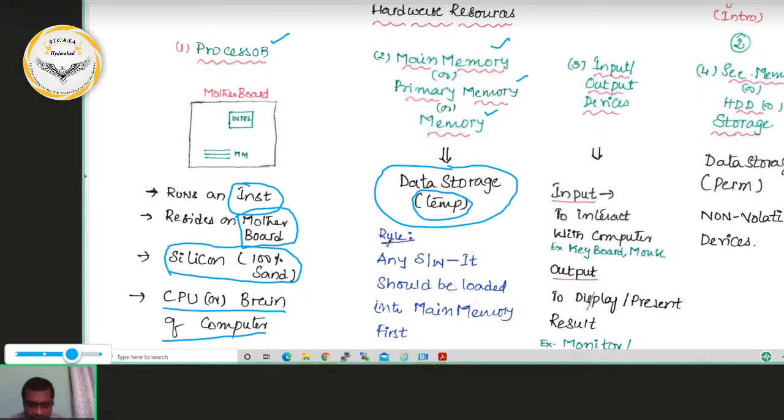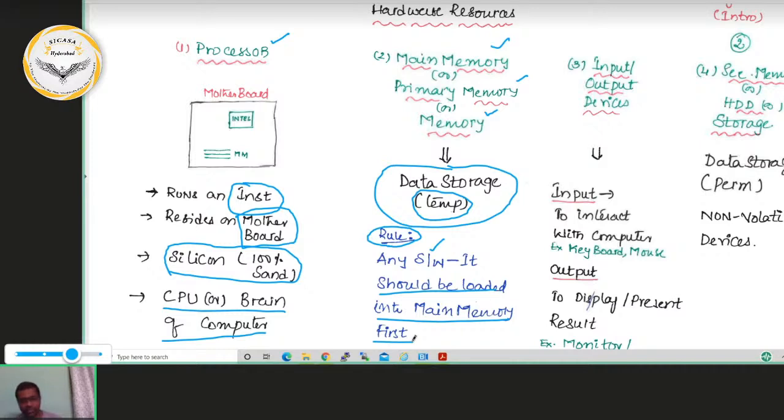We need to understand one rule which is very, very important. Whenever you are using any software, it has to be loaded into main memory first. What do you mean by loading a software into main memory? For example, let us take Temple Run. Once you install Temple Run and click on it, it takes a certain time to start. What happens in that duration? The entire software is loaded into main memory. Then the processor will start executing the instructions.